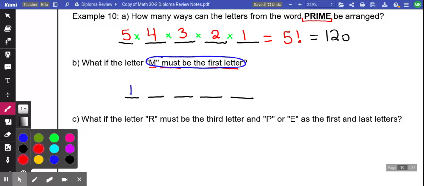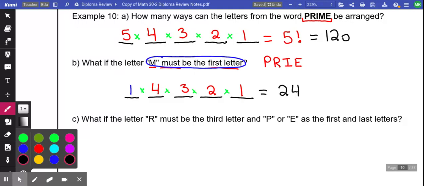In the second spot, I now have 4 options, right? I could put the letter P, the letter R, the letter I, or the letter E into that second spot. But I could not put the letter M because I've already used the letter M. Then in the third spot, there would be 3, then 2, then 1. This is 1 times 4 times 3 times 2 times 1, which is 4 times 3 times 2 times 1. You get 24 different ways that you could sort the letters in the word prime where the letter M goes first.